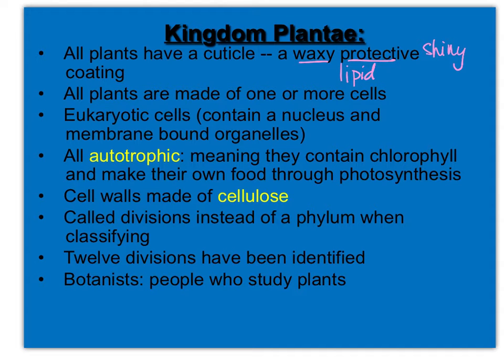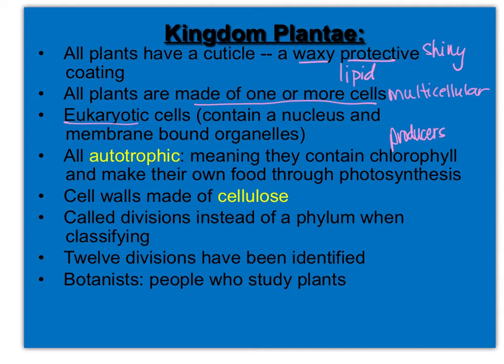Anyway, some characteristics: all plants are made of one or more cells. That means they're multicellular. They're also eukaryotic, so they have a nucleus and membrane-bound organelles. They're also all autotrophs. Remember, autotrophs are also called producers. They produce their own food through photosynthesis, and remember that's in the chloroplast. The chlorophyll absorbs the sunlight to help them make sugar.